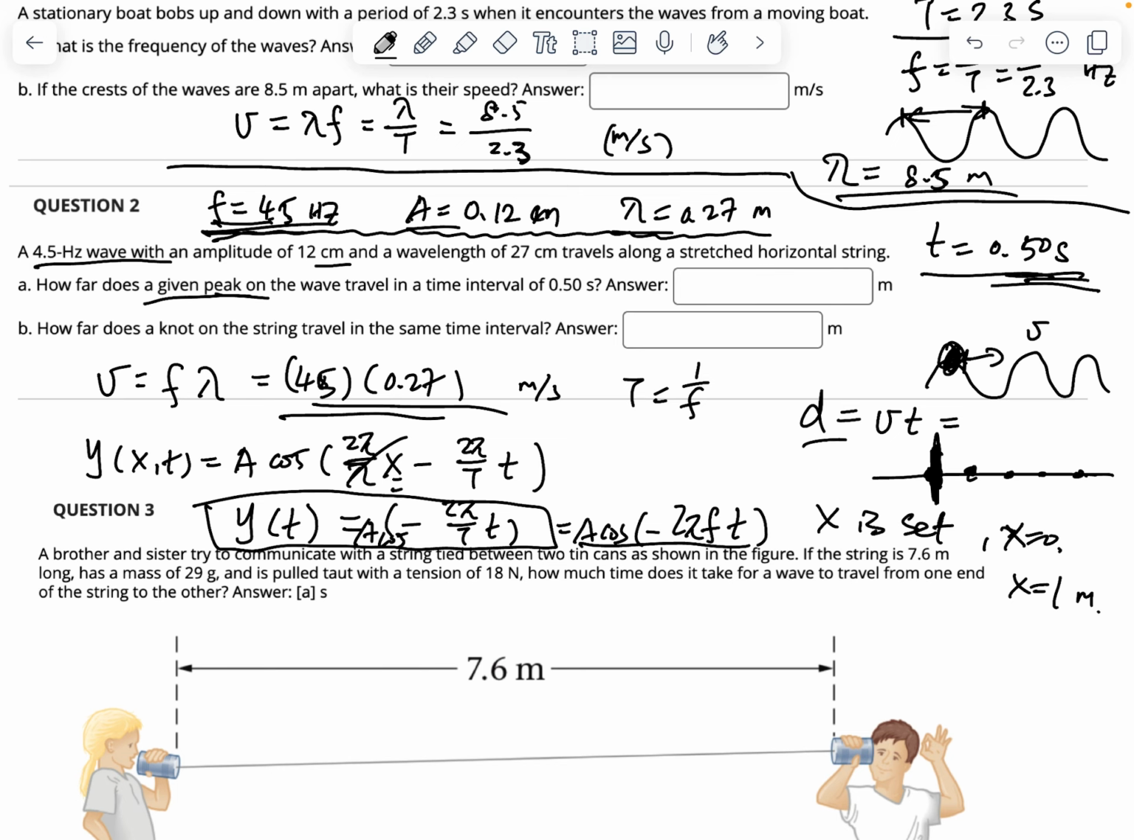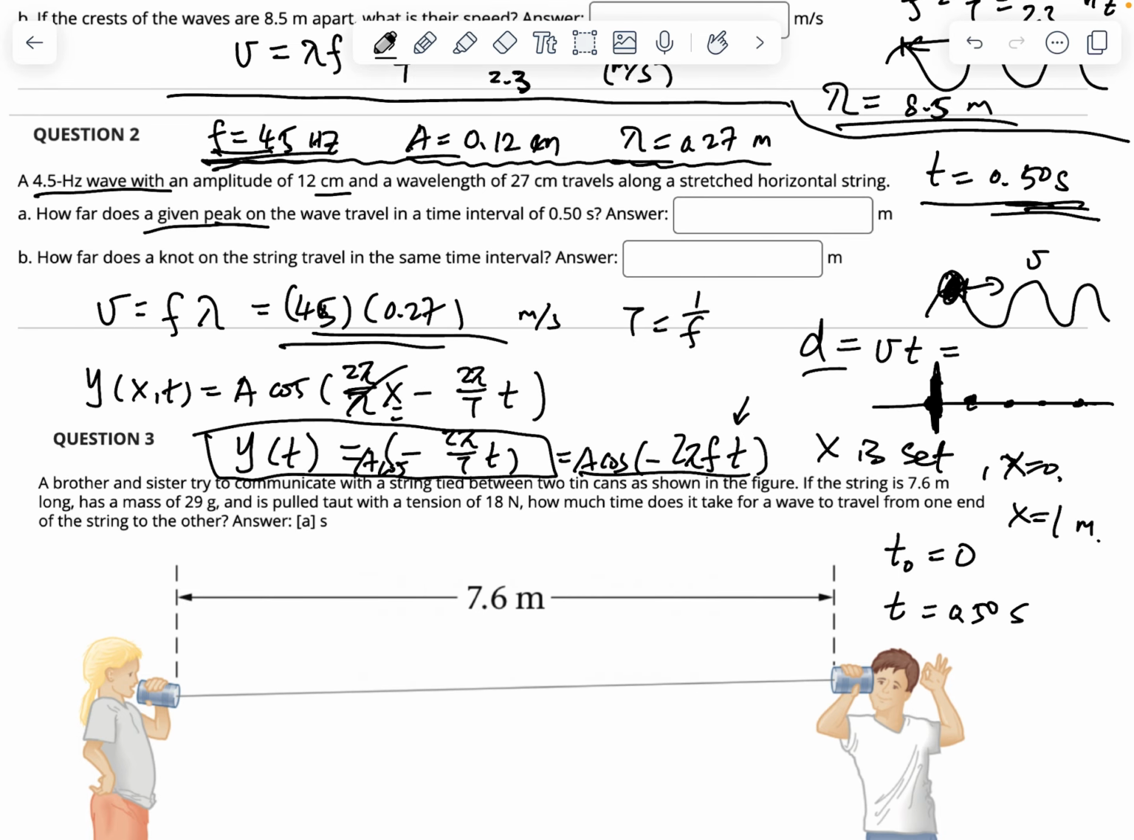So now what's the t? T is 0.5. Okay, that's actually the time difference, right? So you can give t naught, the initial time, equal to 0. Then what is t? Equal to 0.5 seconds, right? All right, so you can plug into this equation. When t equal to 0, then what is y1, right? So plug t equal to 0 here.